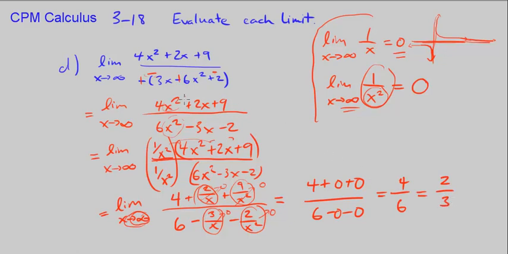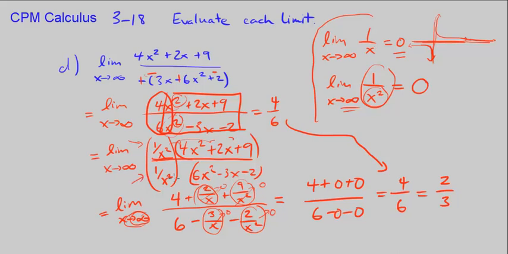Okay, the trick, again, is we look at the biggest power in the numerator and the denominator. If they are the same, we ignore everything else but the coefficients, right? So that's equal to 4 over 6, which is what we get right here. And this is why we can do it: we can multiply the top and the bottom by 1 over x squared to cancel things out. Okay, so this is the answer for our limit as x approaches infinity. And this ends CPM Calculus Chapter 3, number 18.